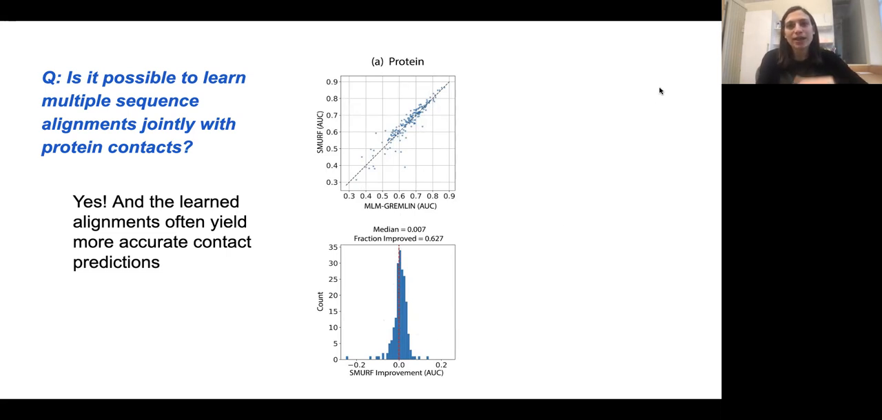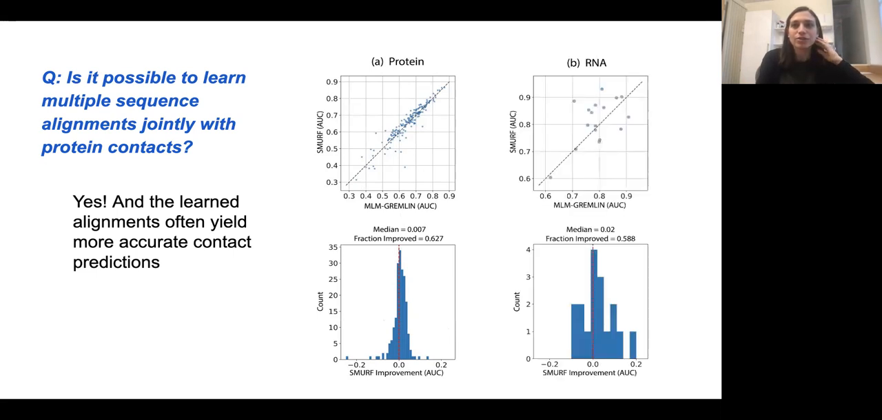Then, without any sort of retuning of the model, we decided to try it on RNA. We found some pretty promising results: for some families, allowing the alignment to vary enabled the network to find Markov random fields that produced pretty substantially better contact predictions. And so you can see the improvement here.